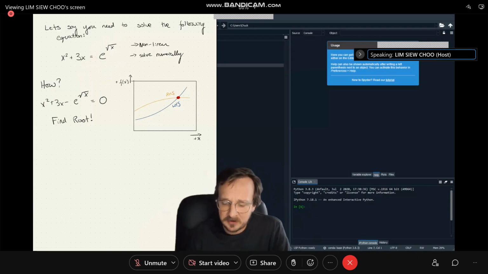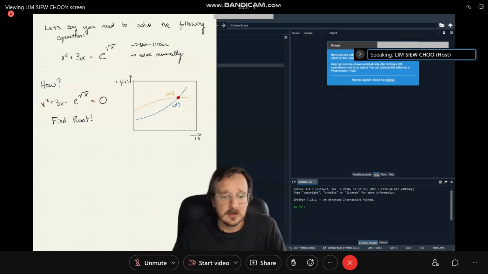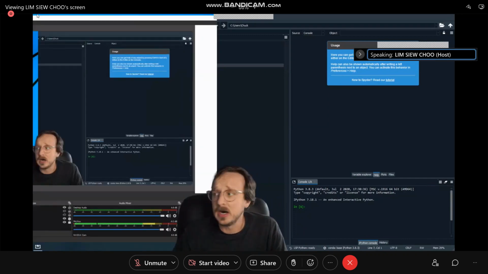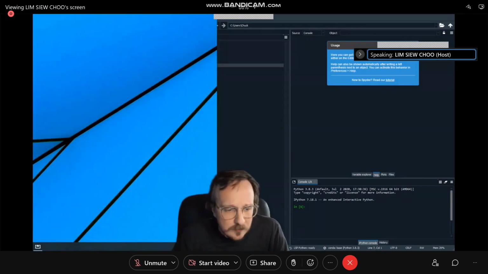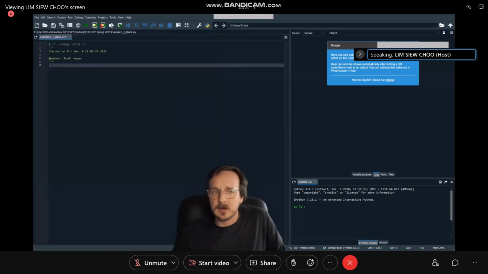Okay, so let's find the root of this equation where it equals 0. Instead of solving for where the two equations equal each other, we'll solve for where this crosses zero. Okay, so for this, let me turn on code here. Let's look at some code, how we would do this.